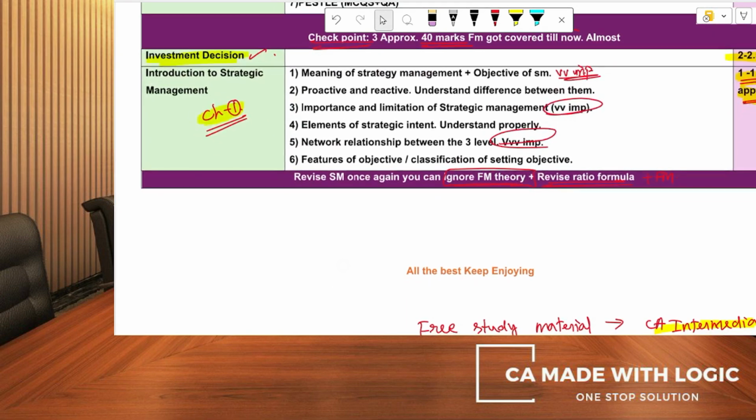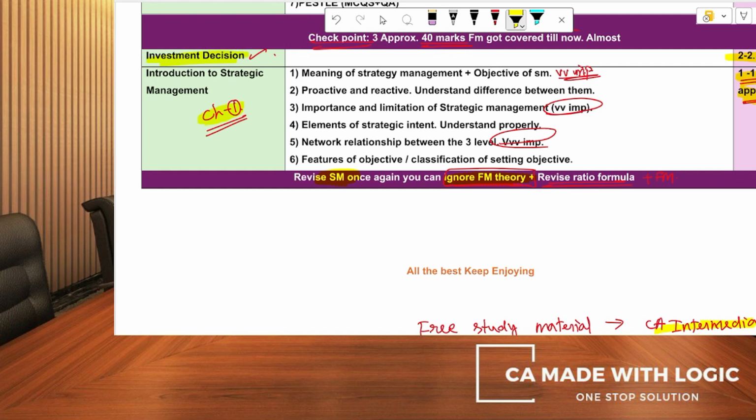Then start your day at 9 a.m. till 12. Again you revise your strategic management, and I have written over here that you can ignore FM theory if you are strong enough in your practical FM. Then you can definitely ignore your FM theory.